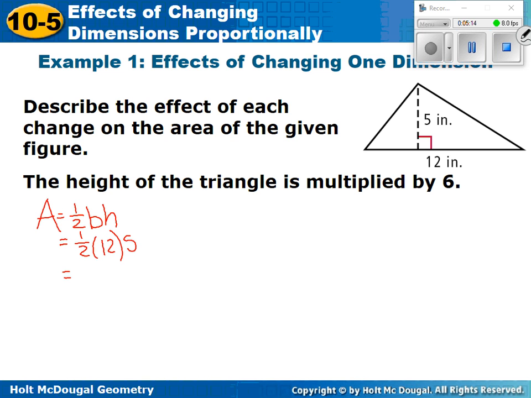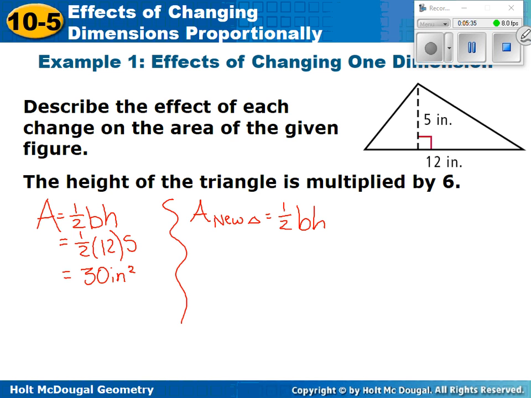30. So my area would be 30 inches squared. Everybody okay with just finding the area of the triangle? Okay, now we're going to find the new area, the area of the new triangle. The area of the new triangle is still going to be 1/2 base times height, but what are we doing to the height now?